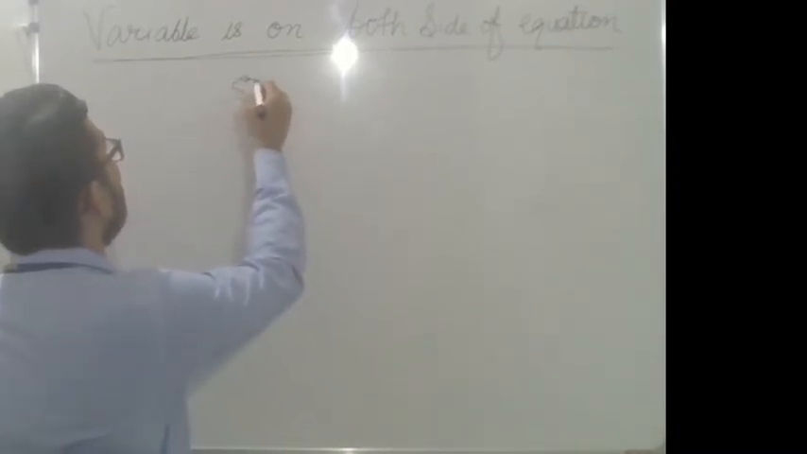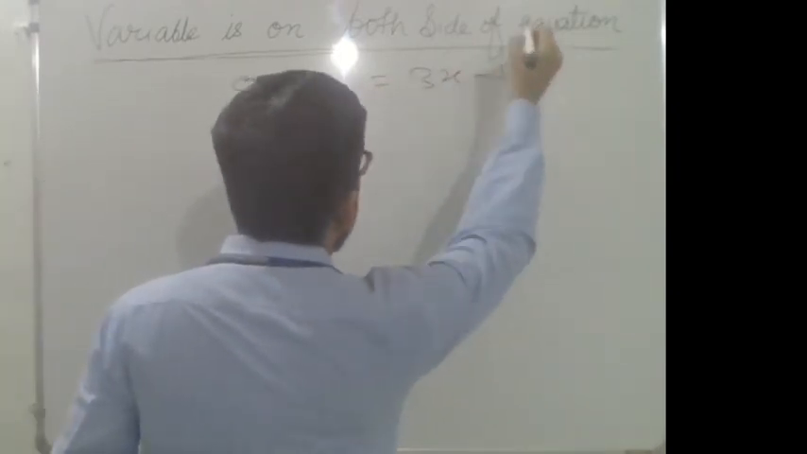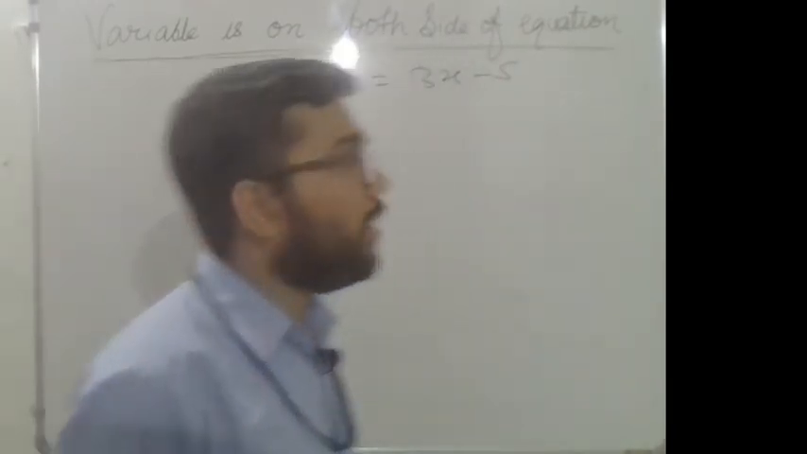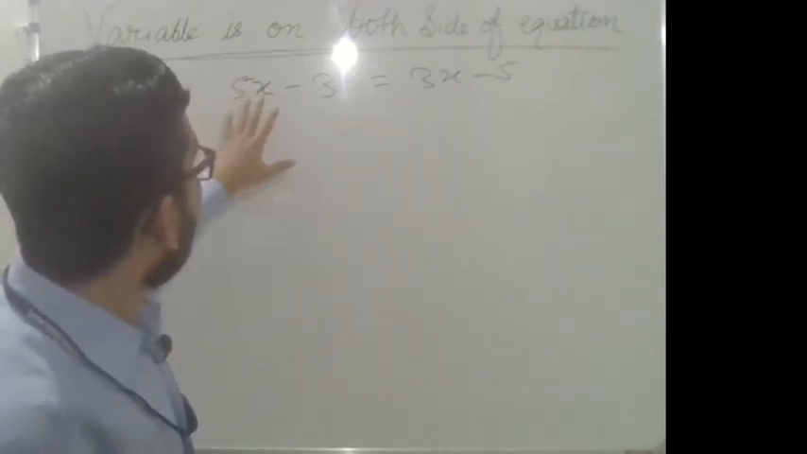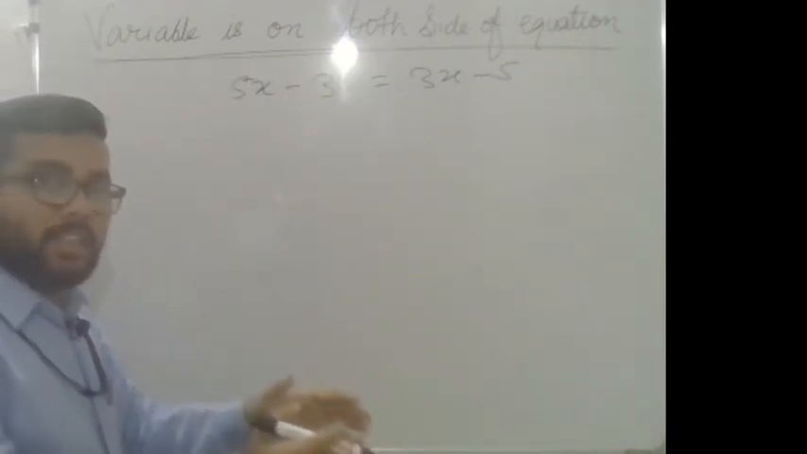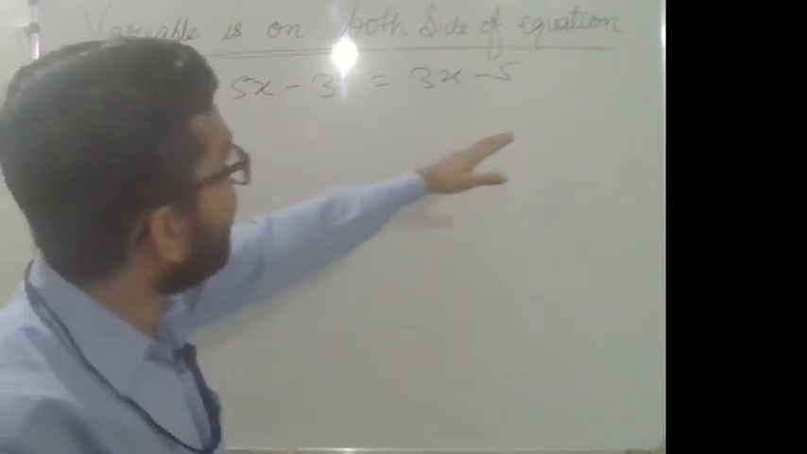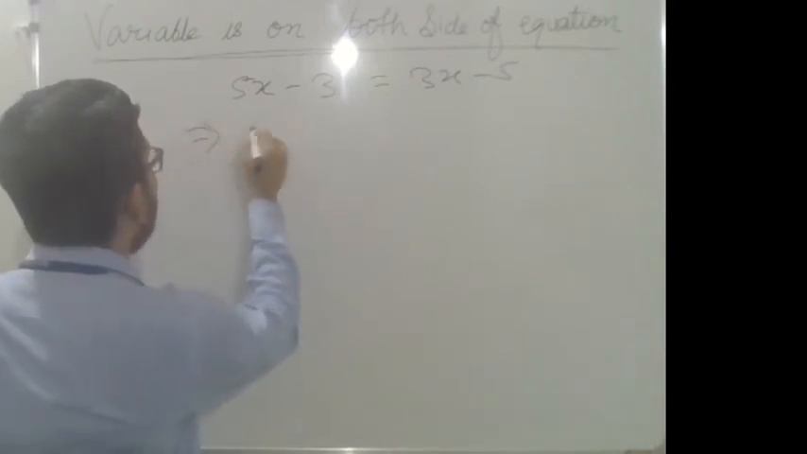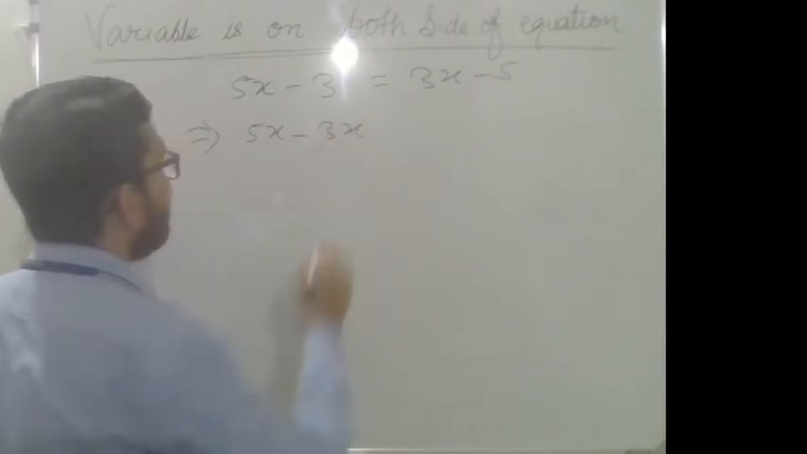Now let us see another example. Suppose 5x minus 3 is equal to 3x minus 5. Here there are two variables, this and this. The variables are on the left side as well as on the right side. Now take all the variables on a single side by transposition. Here 3x is positive, and after transposition it will be negative.